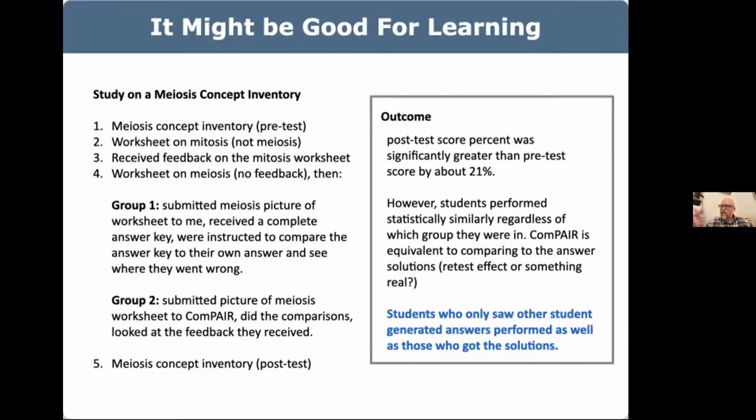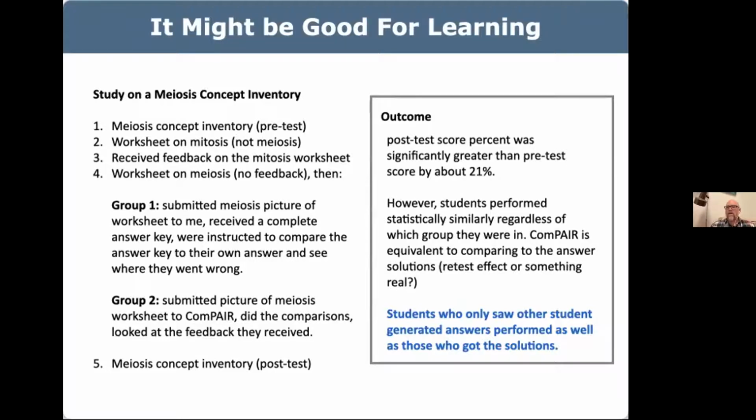Group 2 took their pictures of their meiosis worksheet, and they submitted to ComPAIR, and they just did the comparisons, and then they looked at the feedback they received. And then we did the meiosis concept inventory right after that. So right after doing this exercise.